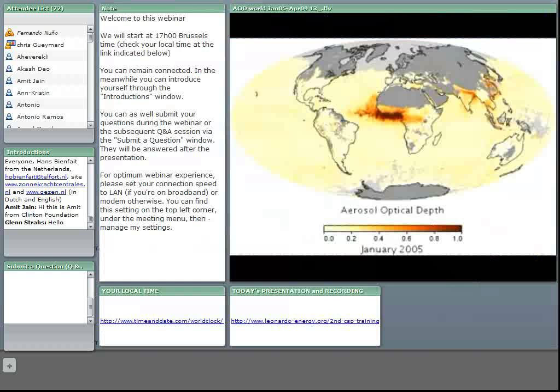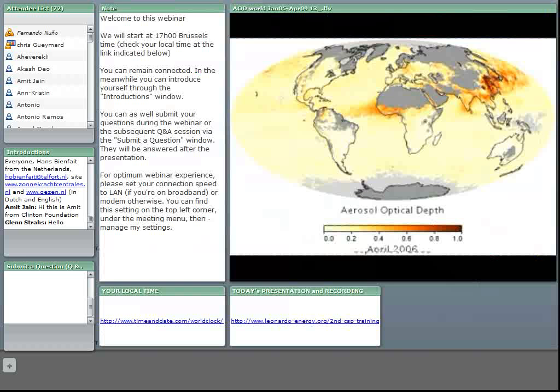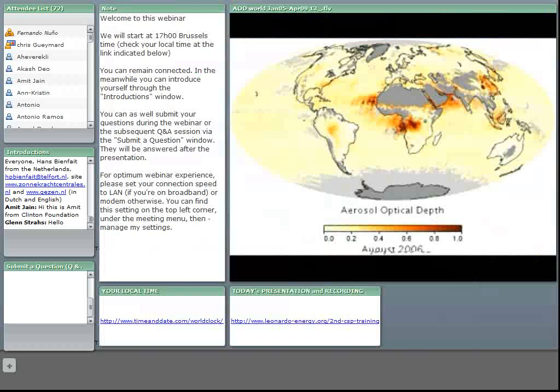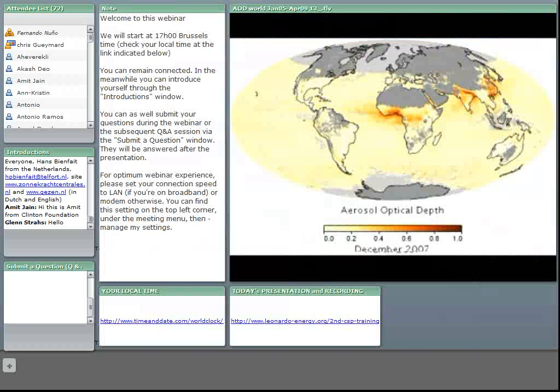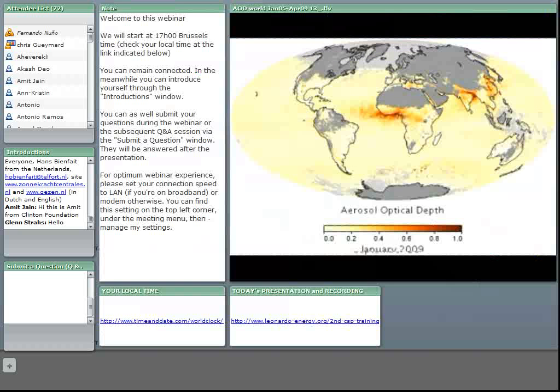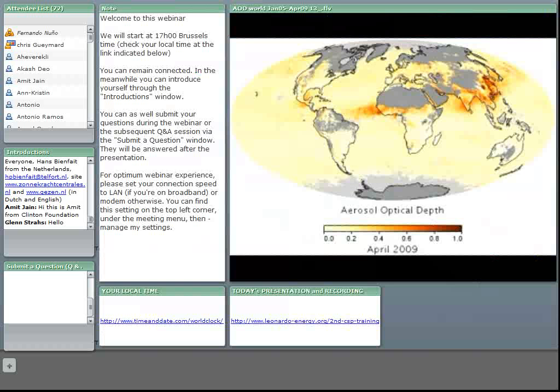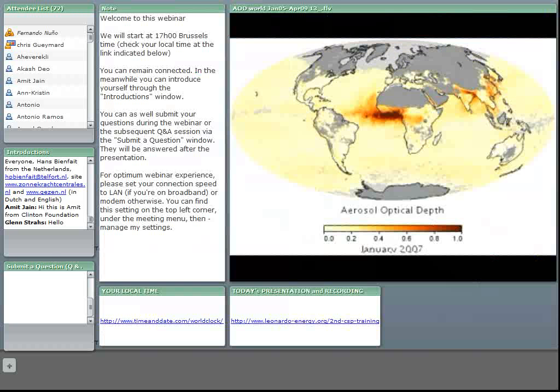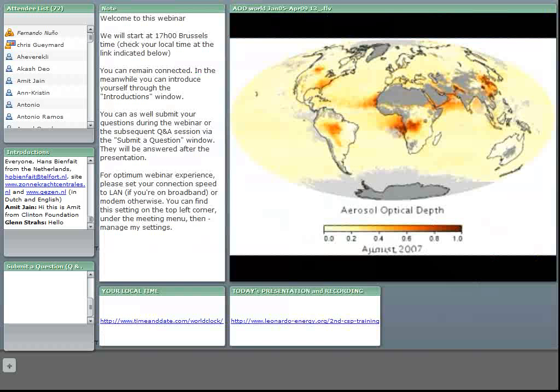Well, this movie shows you the variation of the aerosol optical depth during a year over the globe. And you see the dark areas are where the aerosol is very intense. And usually it's because of either dust storms or biomass burning, things like that. Pollution also, of course. So as you see, it changes all the time, and it can be very important in some areas.